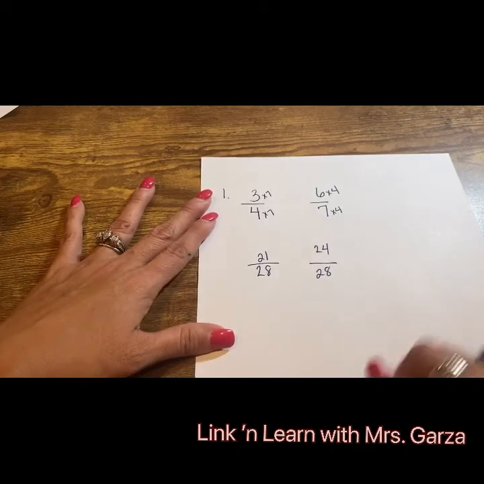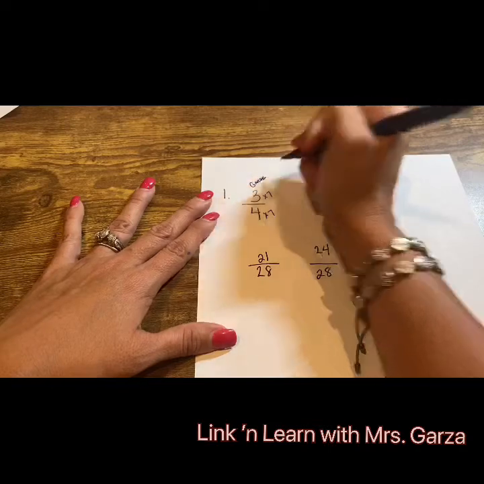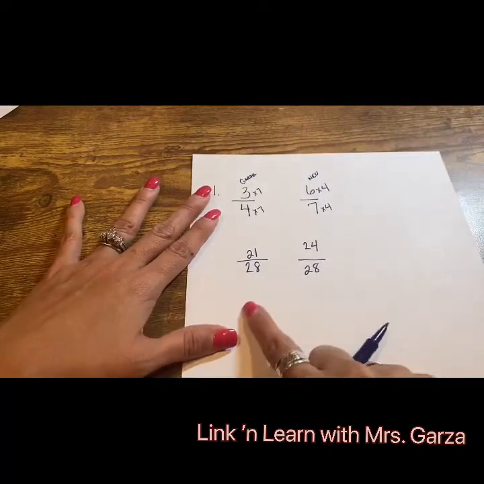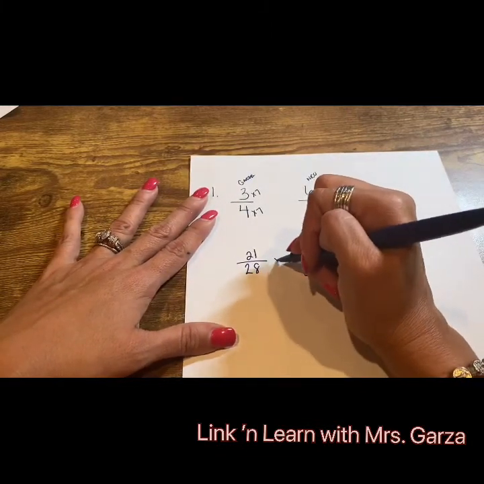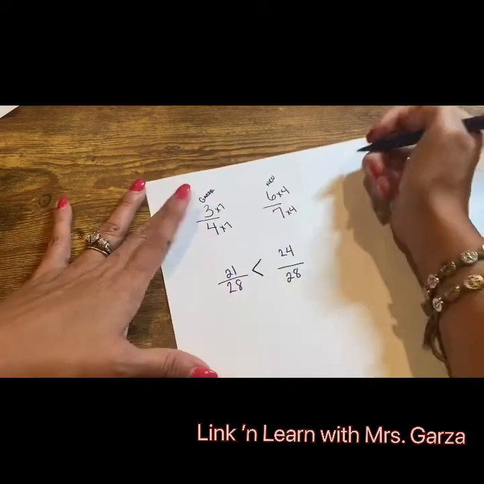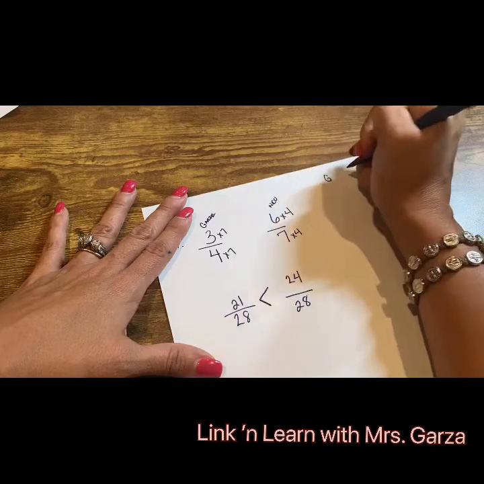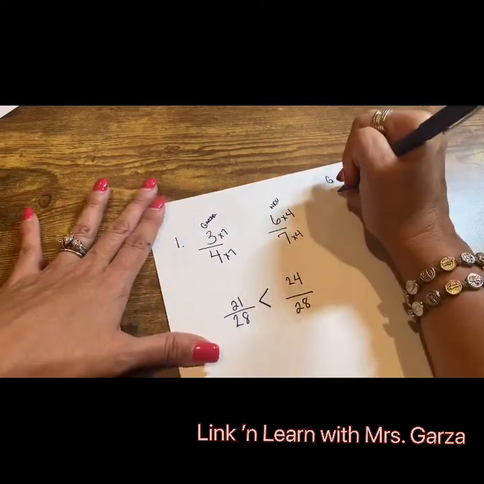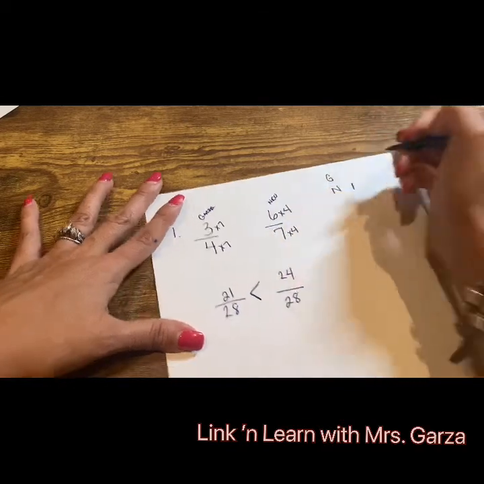So who won this one? This one was me, Mrs. Garza, and this one was Nico. So who won this one? 21 over 28 or 24 over 28? Well, you got it. So 21 over 28 is less than 24 over 28. So then I would put a scoreboard here, and I would say G, ain't nothing but a G thing, baby. So Mrs. Garza did not win that one. Nico won the first one, okay?